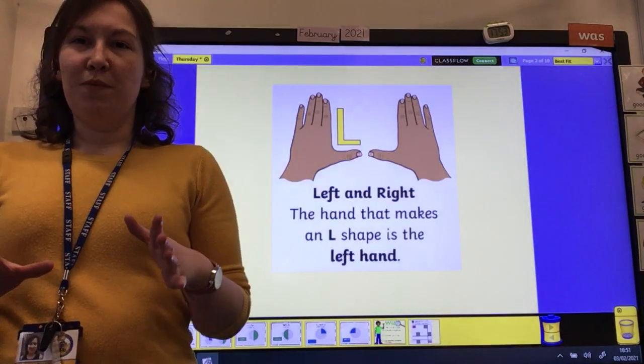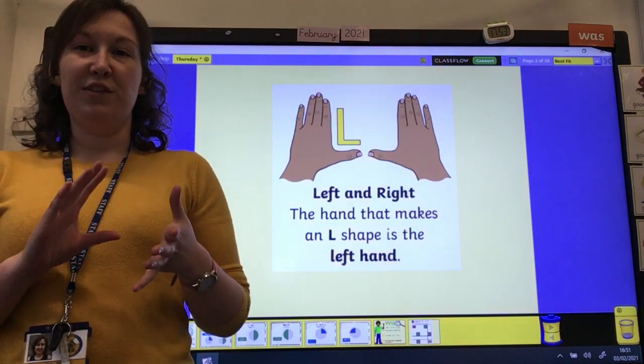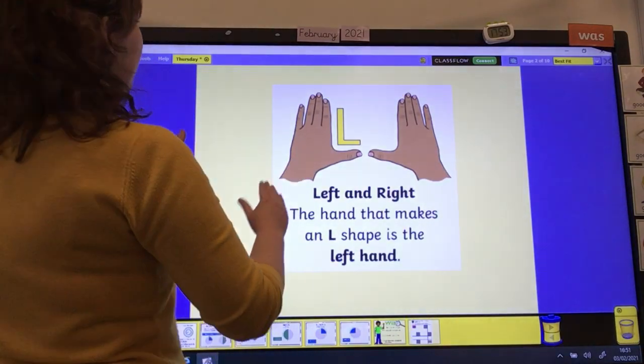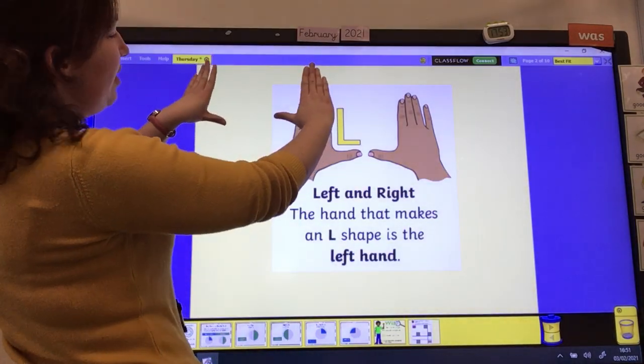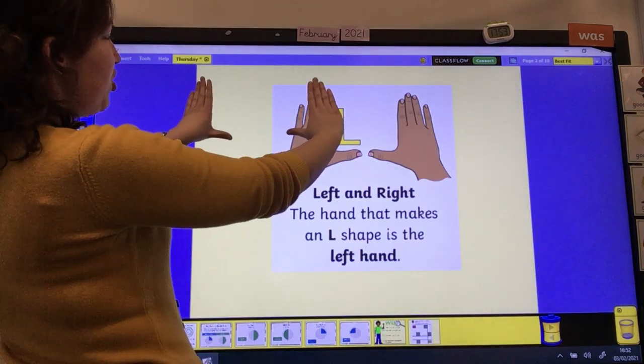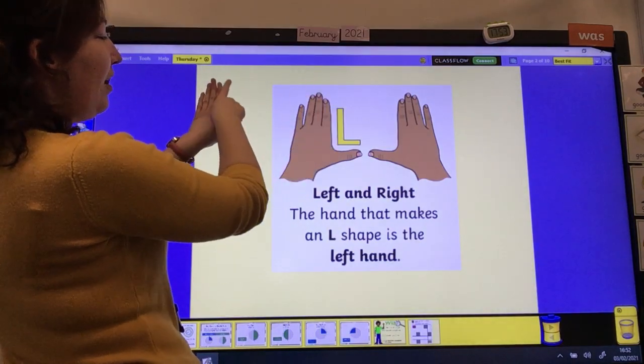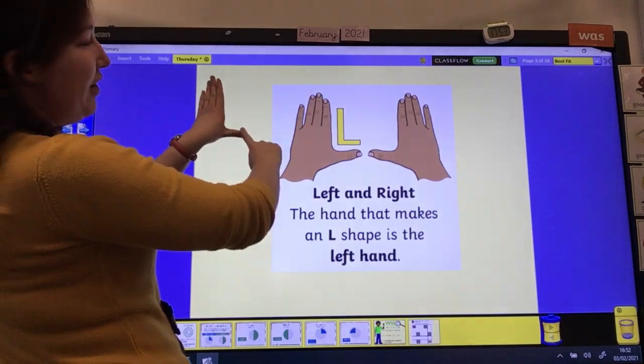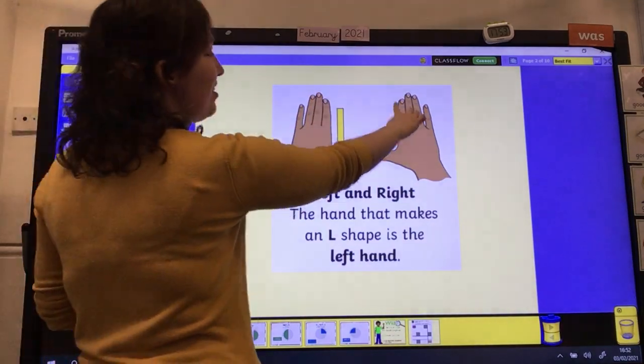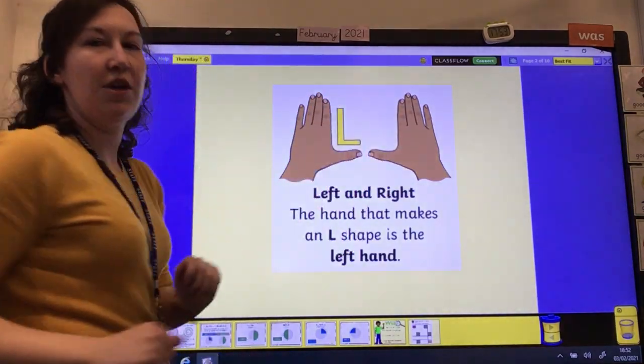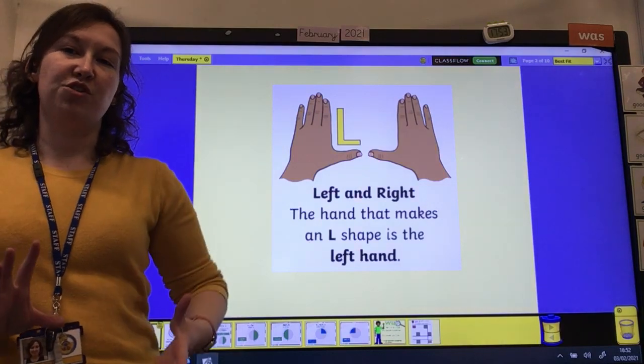So first of all, we need to think about left and right hands. If you do this with your hands, you will be able to check which is your left hand because it makes an L shape. And it's an L that is facing the right way, whereas your right hand doesn't, it's back to front. So you all know which is your left hand and which is your right hand.